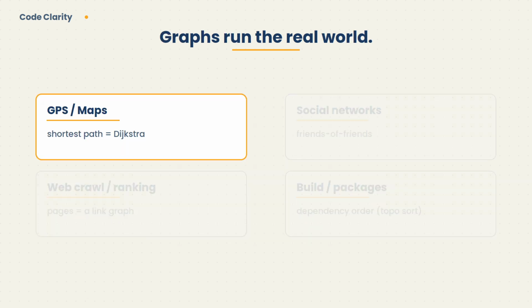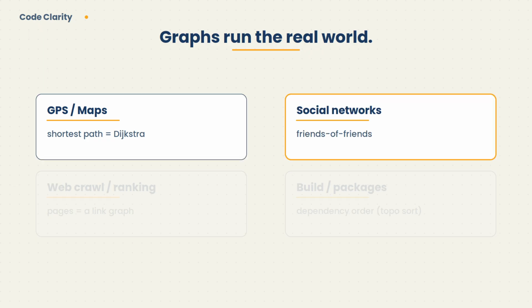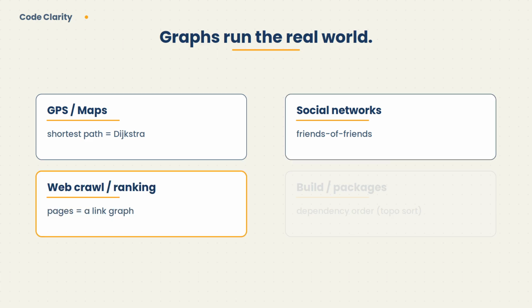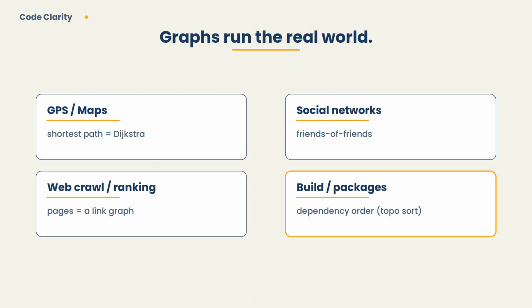Graphs are everywhere once you see them. Map and GPS routing is Dijkstra or its faster cousins over a road graph. Social networks run friend of friend and recommendations over the connection graph. Search engines crawl the web as a graph of links and rank pages by it. Build tools and package managers use a directed graph to figure out what must come before what, a topological sort. Networks, scheduling, dependency resolution. Anywhere things connect, a graph and one of these traversals is the answer.